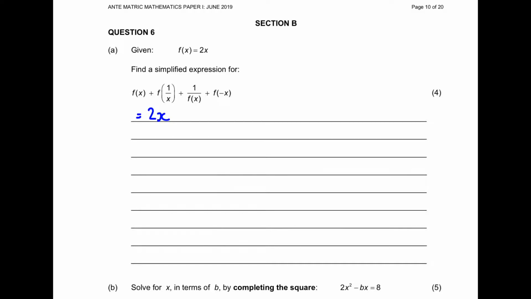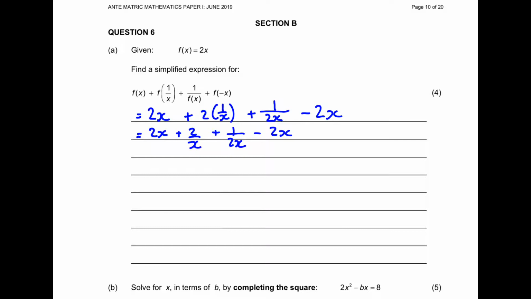For the second part, they are saying f of 1 over x. That means wherever you see x, substitute 1 over x. So it's going to be plus 2 into 1 over x. The third fraction, 1 over f of x, means we're going to say 1 over our original f of x, which is 2x. And in the last one, f of negative x, means you're going to make the x values change their sign. So 2x becomes minus 2x. Okay, let's simplify that through a bit. And we can say that this equals 2x plus 2 over x plus 1 over 2x minus 2x.